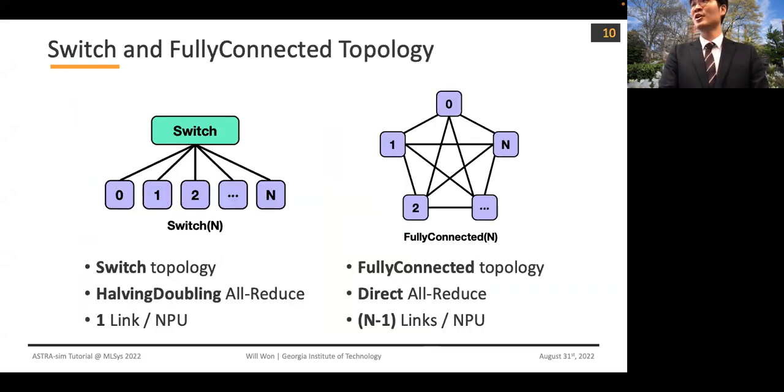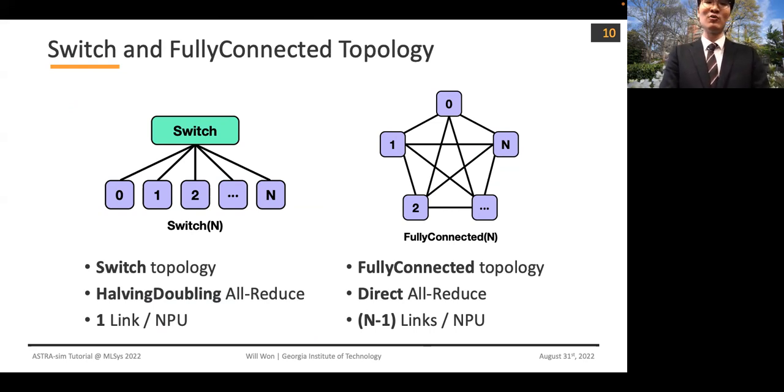Then, the analytical backend doesn't only support ring; it also supports other topologies like switch and fully connected. So this is another exercise of just writing more input files. The one shown on the left is the switch topology. On the switch topology, the best collective algorithm is halving-doubling all reduce, so we're going to use it.